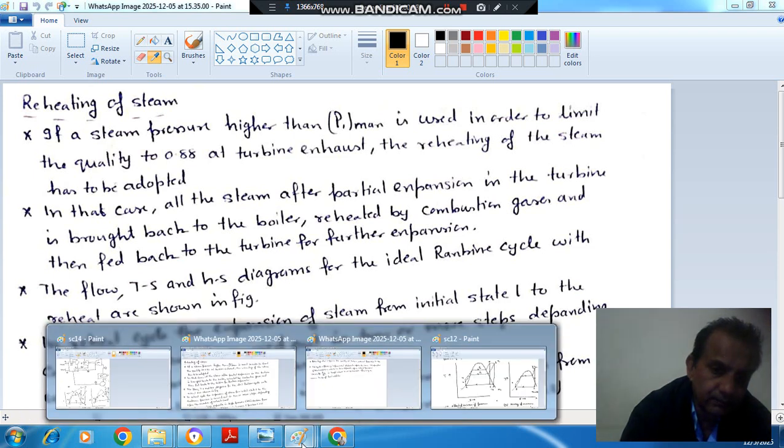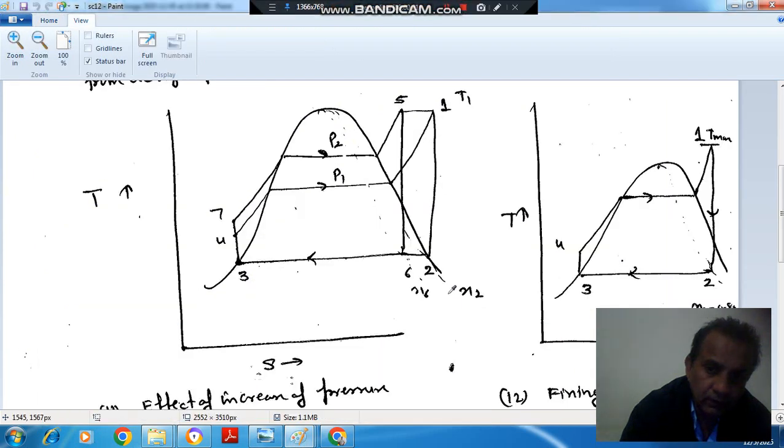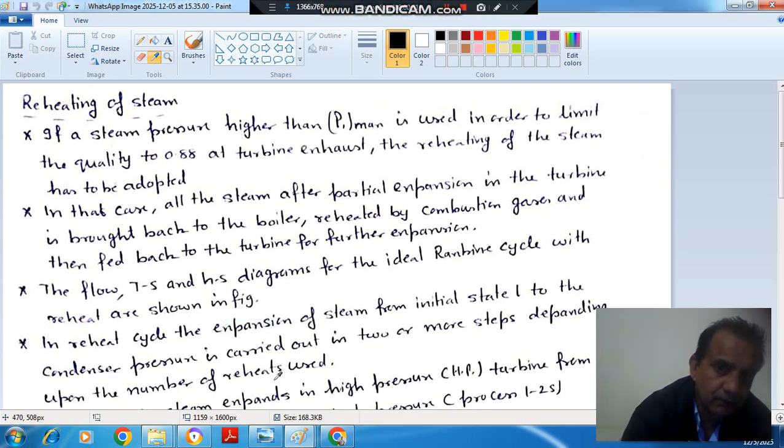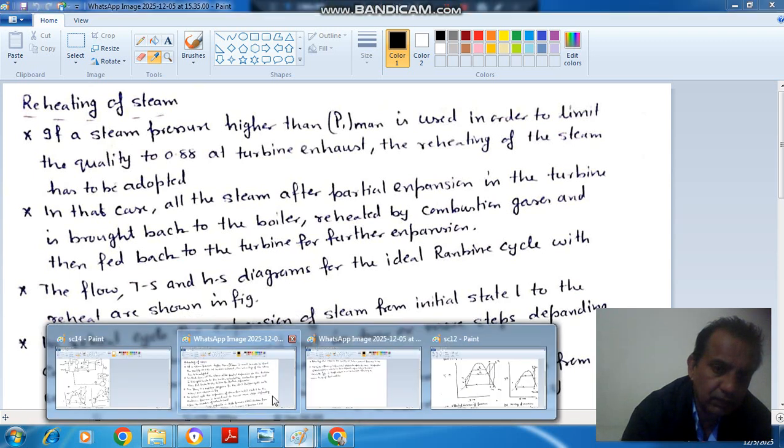In the last video we studied that at the exit of the turbine the dryness fraction should not be less than 0.8, or the moisture content should not exceed 0.12, and the maximum pressure is fixed by this condition. Now if we want more pressure than this pressure, then reheat has to be employed. To increase the overall pressure, reheat has to be employed. So what is reheat? Reheating of steam.